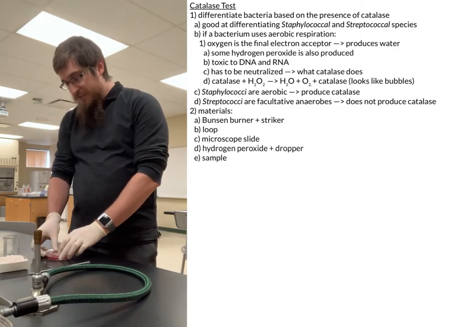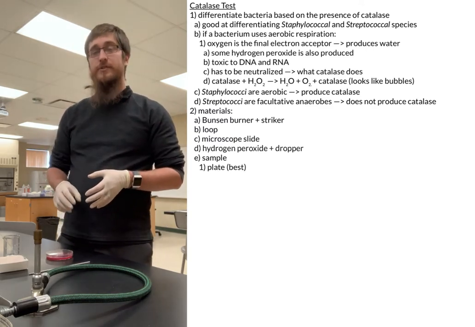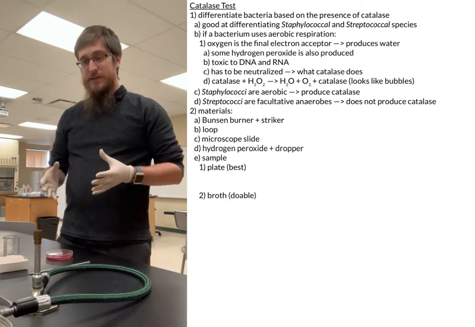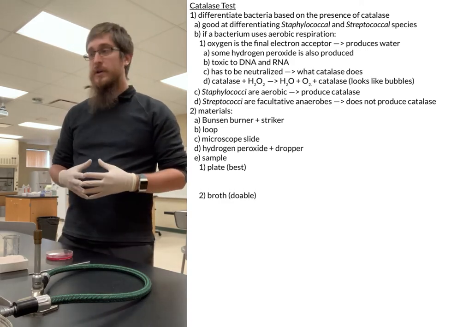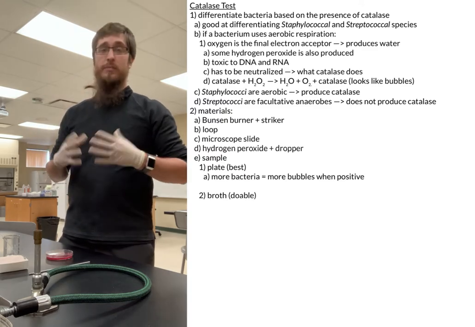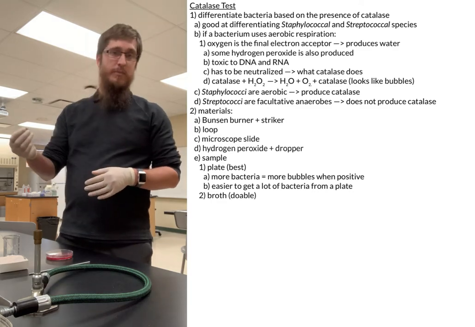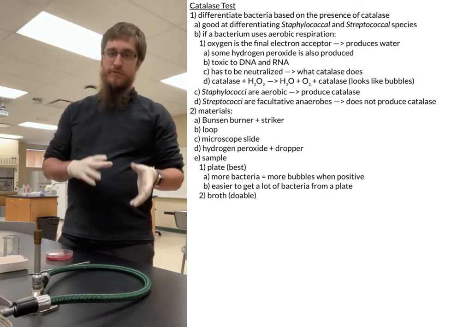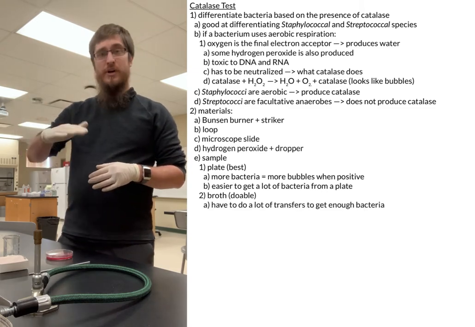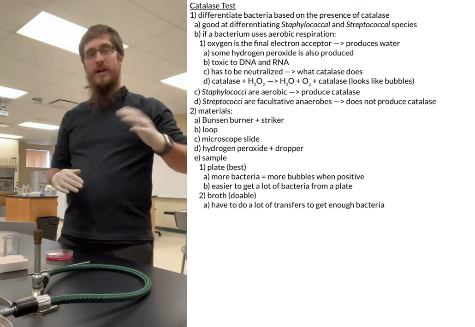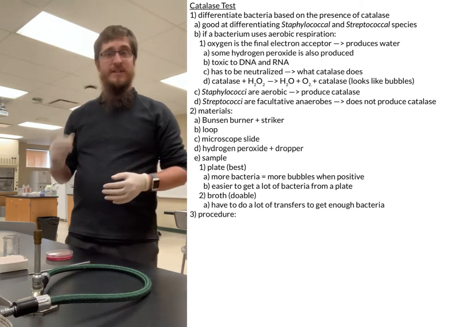This test generally works out better if you do it from a plate than if you do it from a broth. The main thing here is that if you're going to see a positive result, which is indicated by bubbles, the more bacteria you have, the more bubbles you're going to see. And it's easier to get a lot of bacteria from a plate than it is from a broth. So normally, again, we transfer from a plate. If we want to transfer from a broth, which we can do, you'll want to do a lot of transfers onto the slide before you add the hydrogen peroxide. But with that out of the way, let's run the test and see what we get.